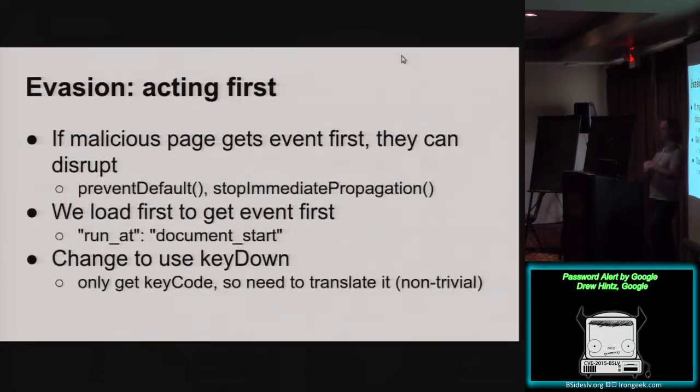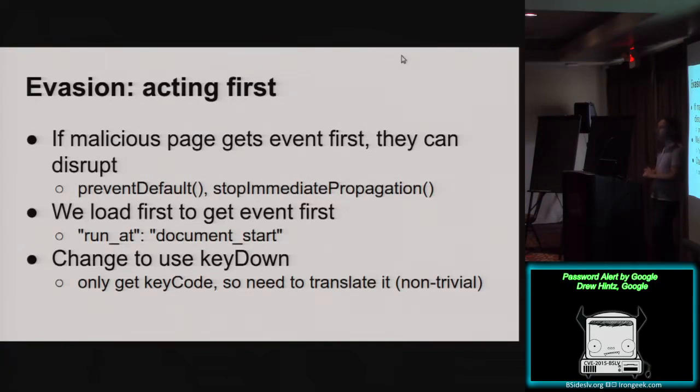And then there's this broad idea of evasion, where whoever gets to act first has control over the event. So if the malicious page can get the event before we can, the malicious page can do things like prevent default or stop immediate propagation to prevent that keyboard event from bubbling up the event chain. In order to deal with this, we changed our run at to be running at document start. That way the content script actually runs before the malicious page is even loaded, so the malicious page has not had a chance to set up a keyboard event listener.